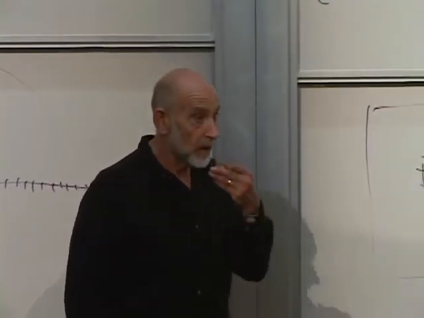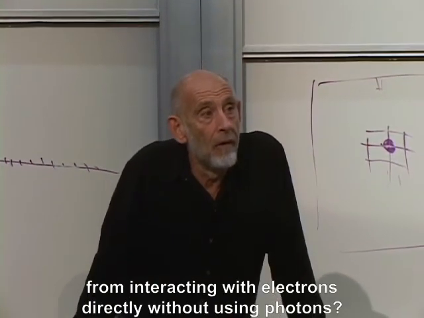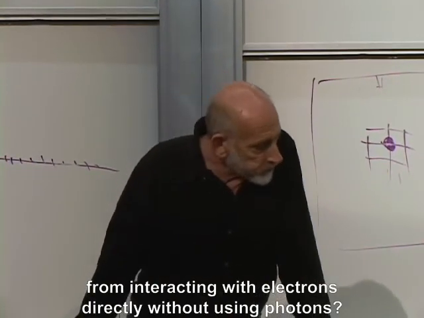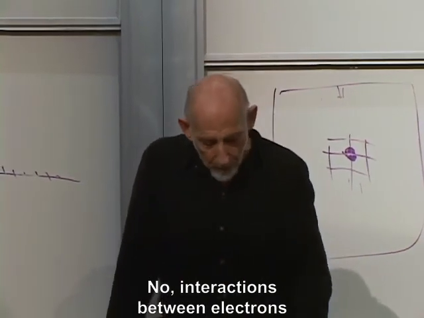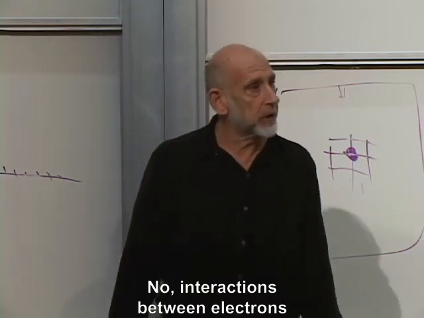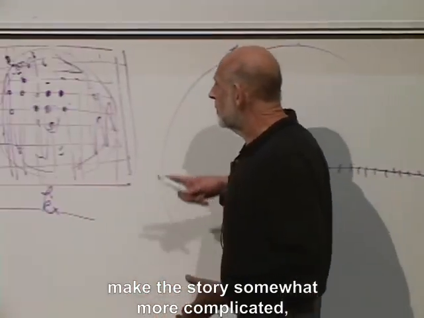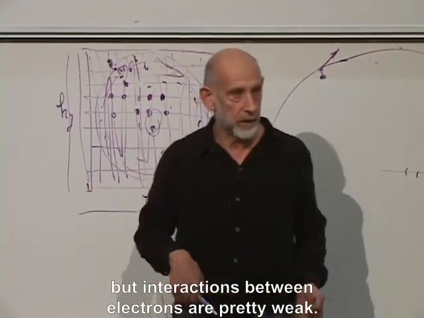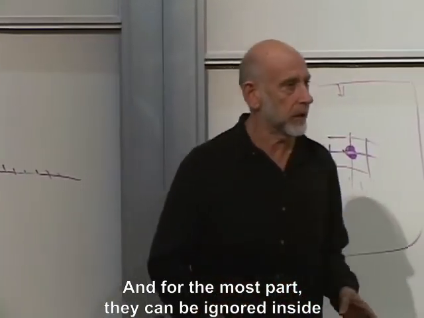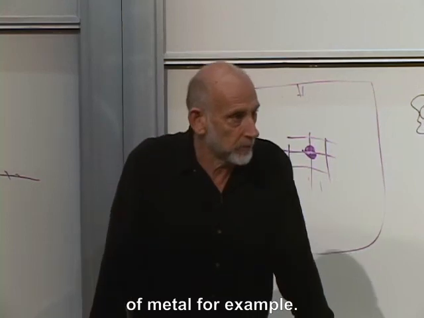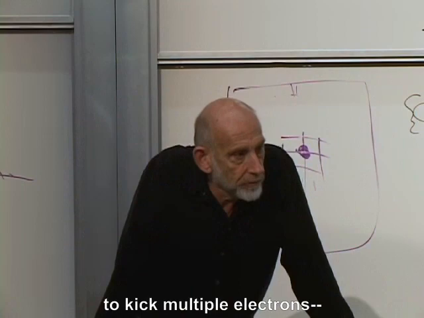Of course, yeah. Is there anything that keeps electrons from interacting with electrons directly without using photons? Nothing except we're ignoring it. Interactions between electrons make the story somewhat more complicated, but interactions between electrons are pretty weak. They're not very strong, and for the most part they can be ignored inside a metal, for example.